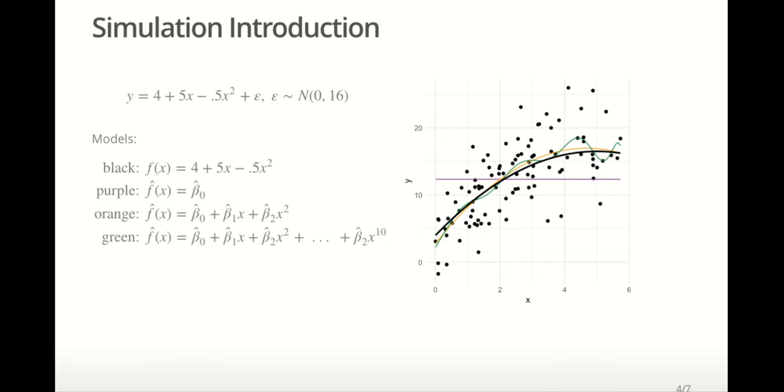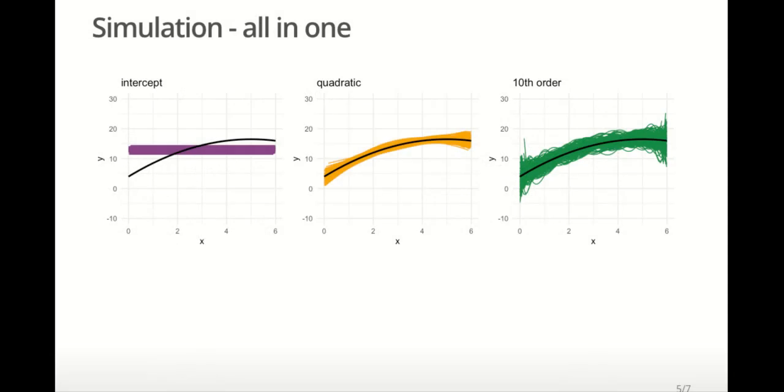For these simulations, the true model is y equals 4 plus 5x minus 0.5 times x squared plus epsilon, where epsilon is from a normal distribution with mean 0 and variance 16. The plot shows the true model in black. For a sample of 100 y's generated from the true model, 3 models were fit: an intercept-only model shown in purple, a quadratic model shown in orange, and a 10th order polynomial model shown in green. In the next few slides, we will evaluate the bias and variance of these models.